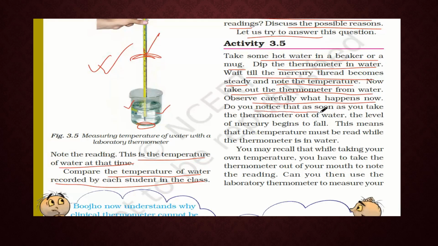Do you notice that as soon as you take the thermometer out of the water, the level of mercury begins to fall? You took the reading in the hot water itself, and again when you took the thermometer out of the water, the temperature level gradually started falling. This means that the temperature must always be read when the thermometer is in the water.